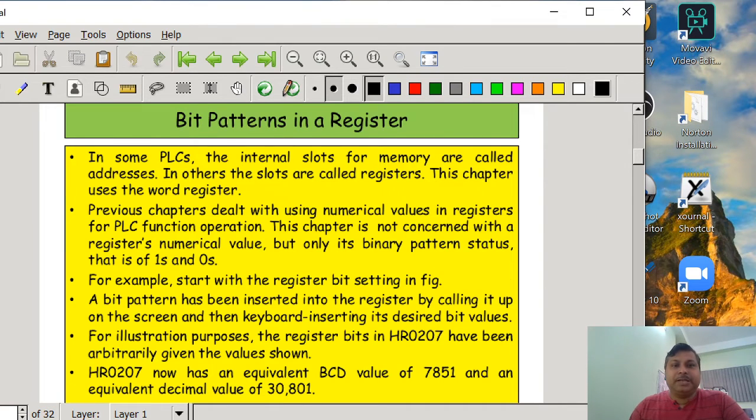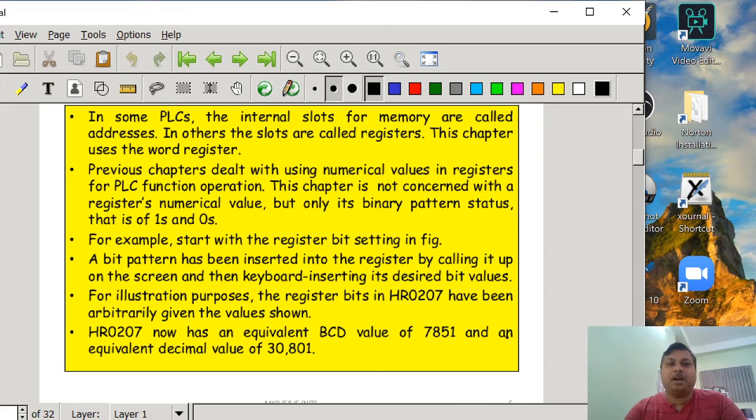In some PLCs, the internal slots for memory are called addresses. In others, the slots are called registers. This chapter uses the word register. Previous chapters dealt with using numerical values in registers for PLC function operation. This chapter is not concerned with the register's numerical value, but only its binary pattern status, that is of ones and zeros. So here we are not concerned about what is the decimal value or the binary value stored in the particular register. Instead of that, we are interested in the binary pattern.